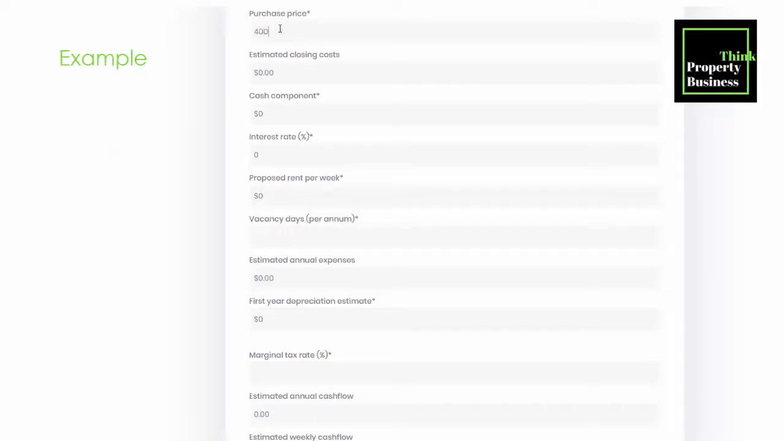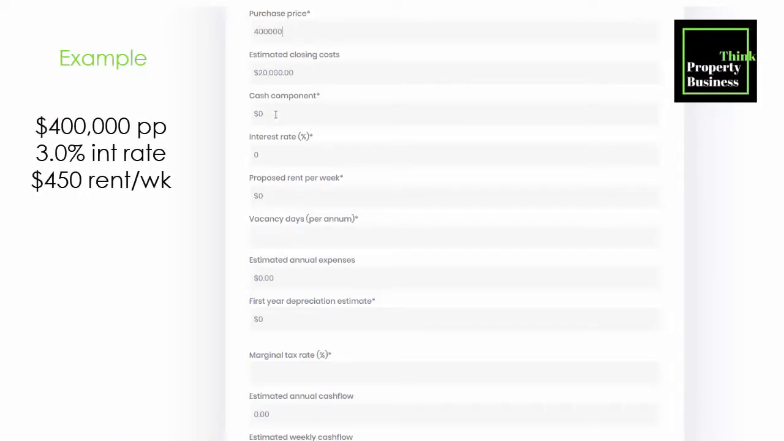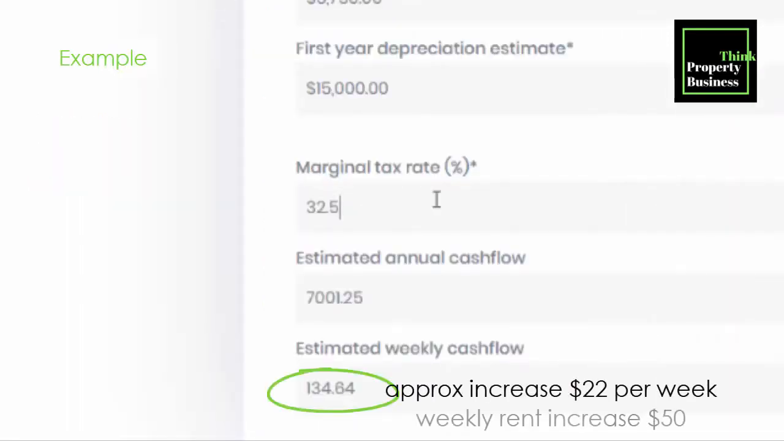The next example, we'll use the same purchase price, $400,000. So it's exactly the same scenario, except this time we're going to increase the rent from $400 a week to $450 a week, and let's see what that does to the actual cash flow position. So everything else will remain the same as per the first example. So if we look now, that $50 increase a week in the rental income basically takes that cash flow position up to approximately $134 positive a week.